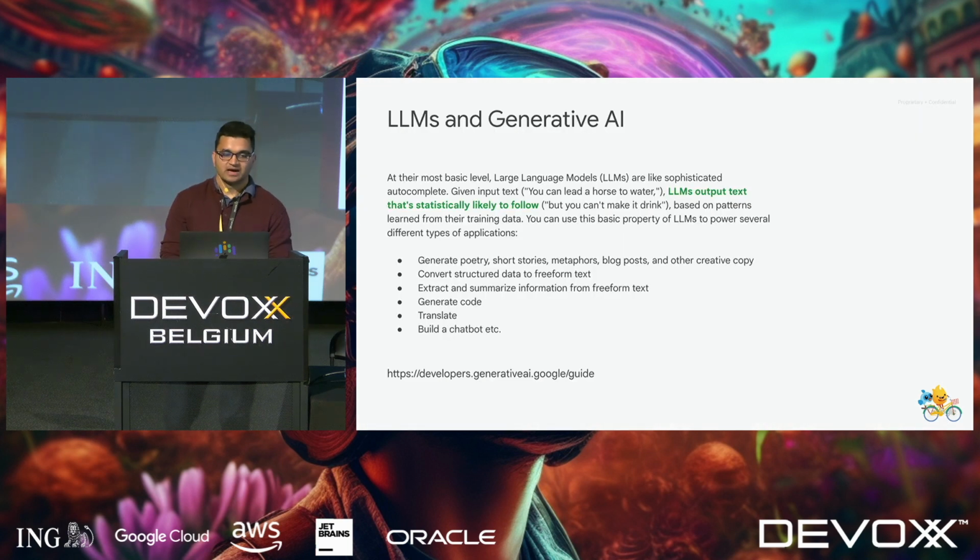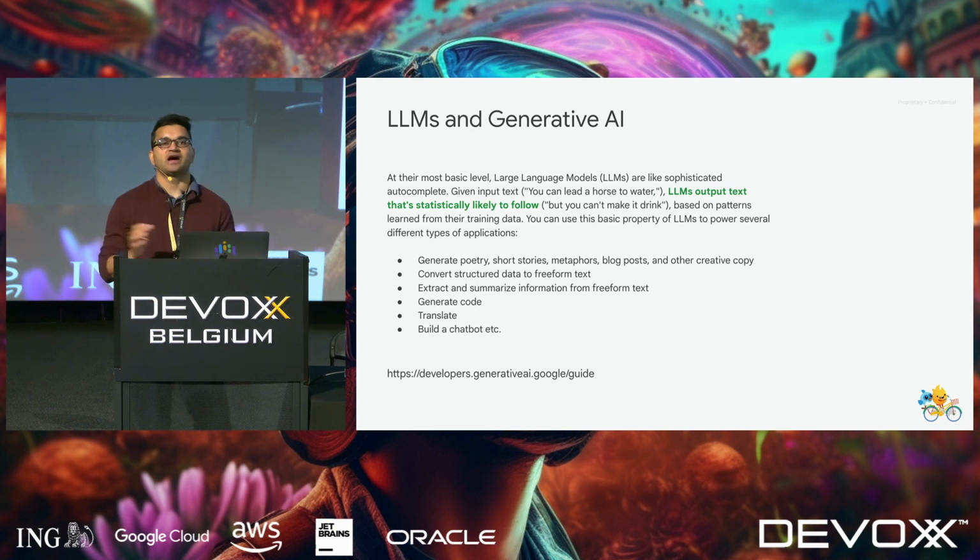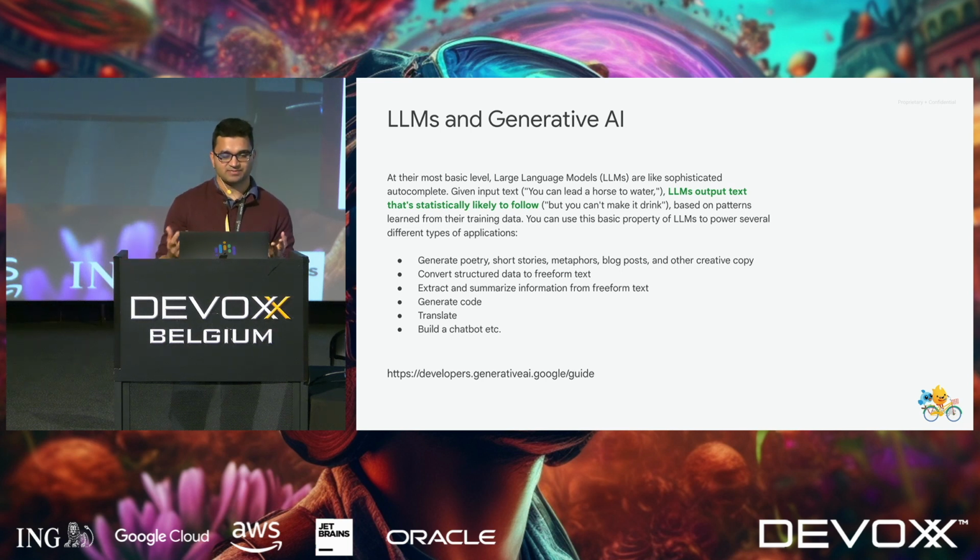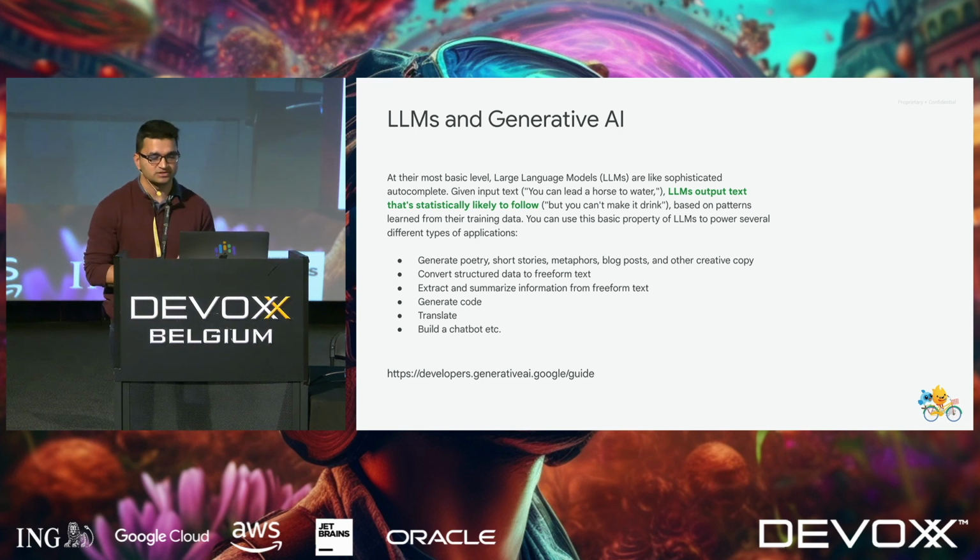OK, so what are LLMs in generative AI? I'm sure all of us have used ChatGPT in some form or the other. This is a true story: I used ChatGPT to plan my trip here to Antwerp, like what to do for a couple of days. So there's ChatGPT, there's Bard, and there are tons of various language models out there.